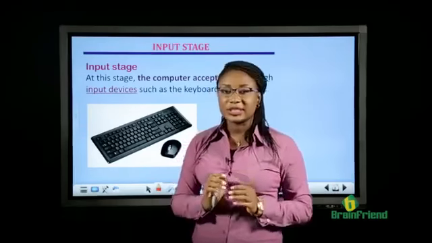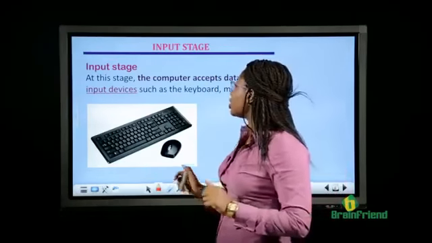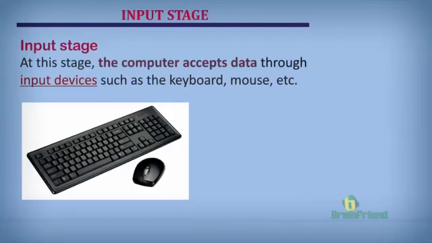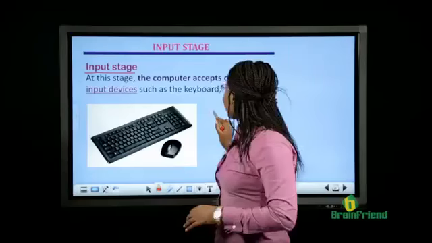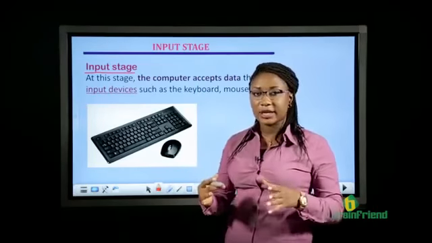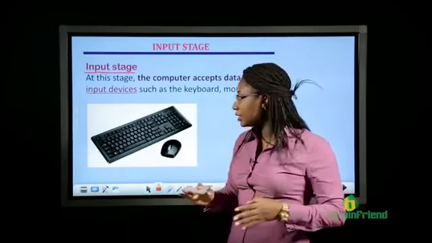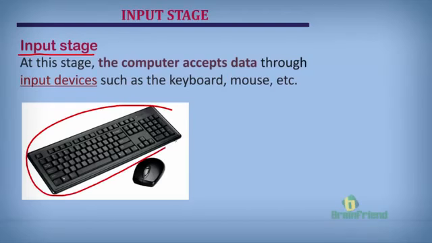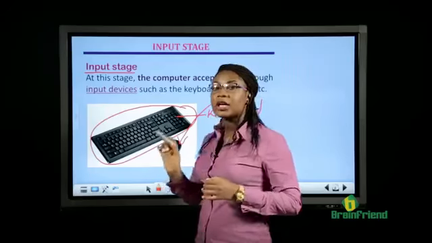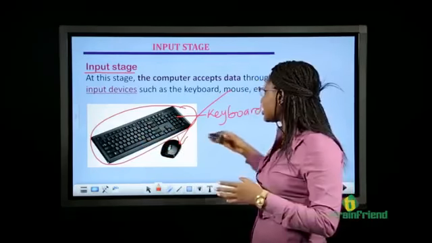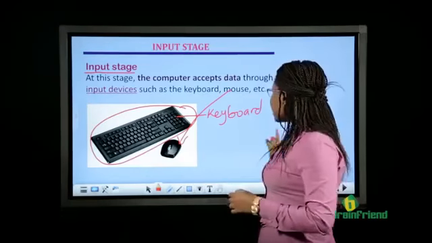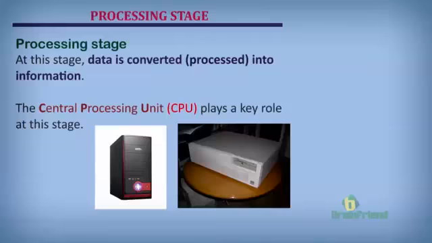After collating and sorting your data, the next stage is to input the data. We've come to the input stage. Now at this stage, the computer accepts the data that you've gathered and sorted using the input devices. We all know what input devices are. They are devices that you use to enter data into the computer. The keyboard and the mouse are input devices, and we also have others like the scanners and so on. So at this stage, you use these devices to enter data.